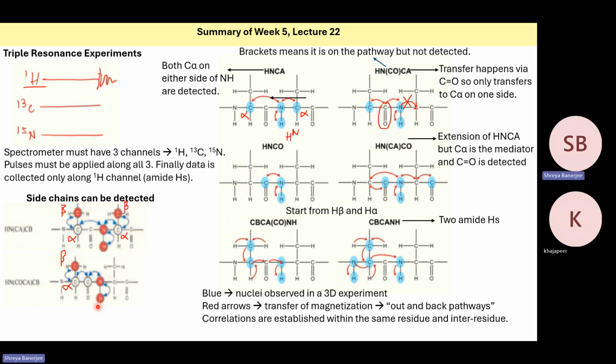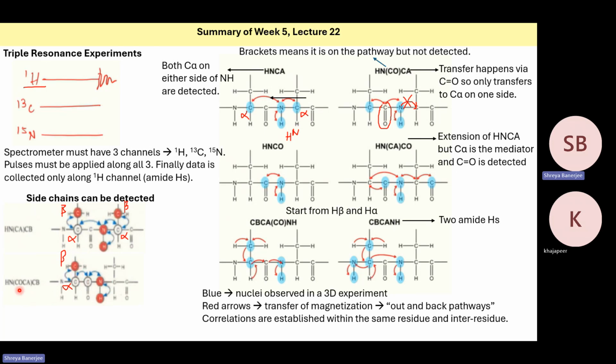So magnetization is coming from the amide hydrogen to the amide nitrogen. Then it is passing through the CO, passing through the C alpha, and finally coming on C beta, which is being detected. So here in HNCACB, you were detecting the C beta on both sides. In this HNCOCACB, you are detecting C beta on only one side.